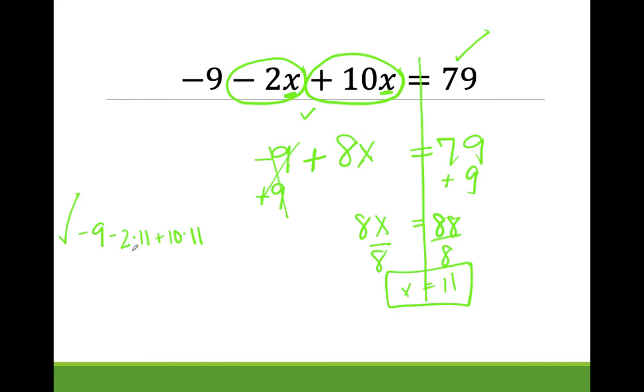So order of operations tells us to do the multiplication first. So -9 minus 2 times 11 is 22. And 10 times 11 is 110. And then we add and subtract in order from left to right. -9 minus 22 is -31. -31 plus 110, you can use a calculator to help you with this, is 79. So that is correct.